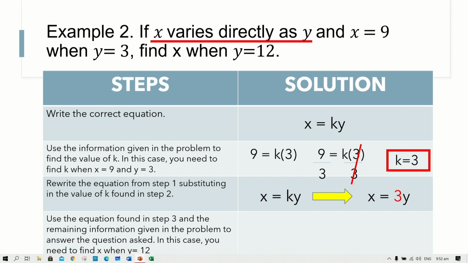Step number 4, use the equation found in step 3 and the remaining information given in the problem to answer the question asked. In this case, you need to find x when y is equal to 12. So from x is equal to 3y, we plug in the value of y, which is now equal to 12. So x is equal to 3 times 12, and the value of x is equal to 36.